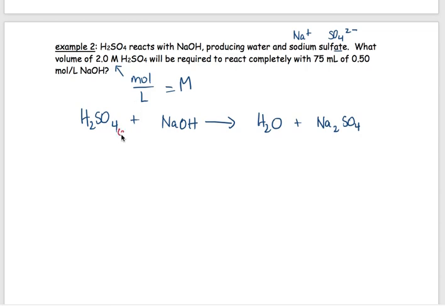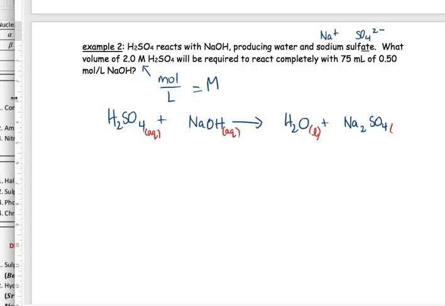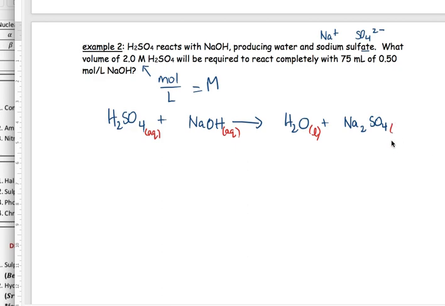Okay, all right, and again, if you want to practice your state symbols, so we know we have a reaction here. This is aqueous, acids are aqueous, bases are aqueous, water is a pure substance, so we write liquid, and then sodium sulfate, if you look at your solubility table, sulfates are soluble with sodium, okay? And we remember any kind of group 1 metals are always soluble. So this is aqueous as well.